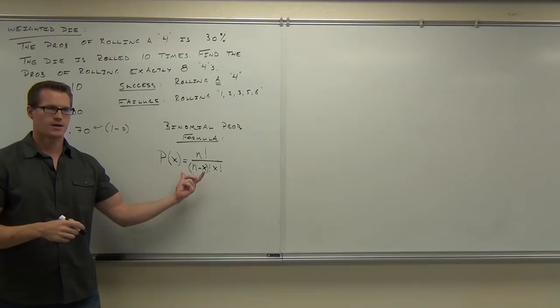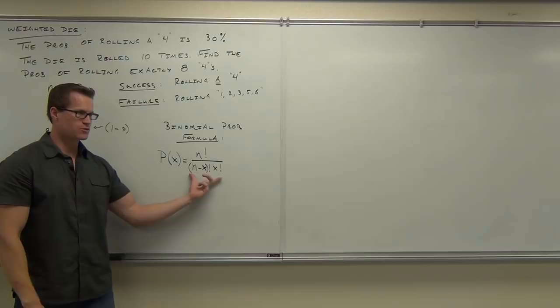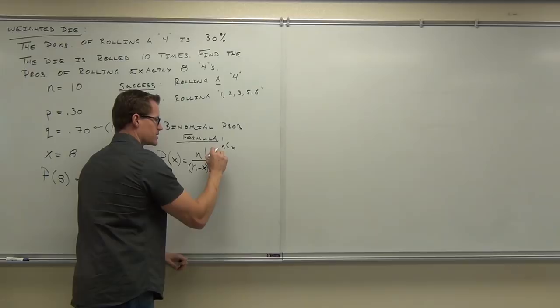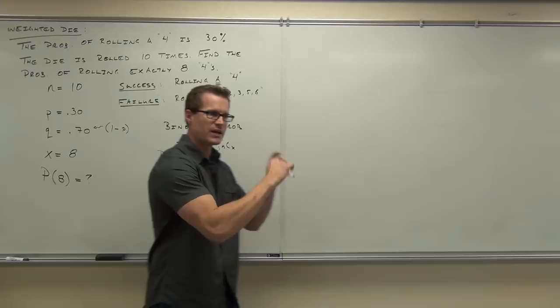So, now that did look familiar to you, did it? Yeah. This is now the combination formula. This would be nCx. That's what this section is. It's the number of combinations of ways that we can accomplish 8 successes, or however many successes, out of 10 trials. That many combinations is what we're looking for.